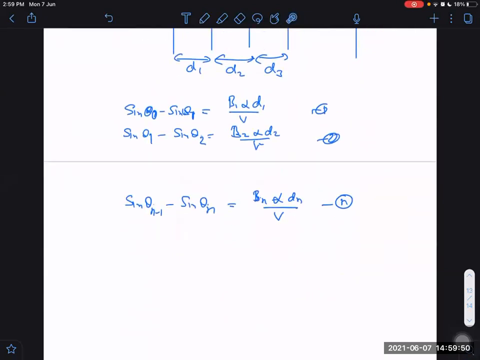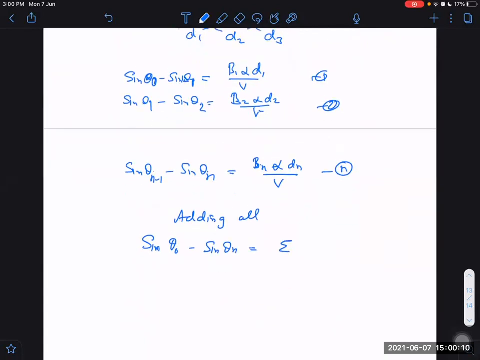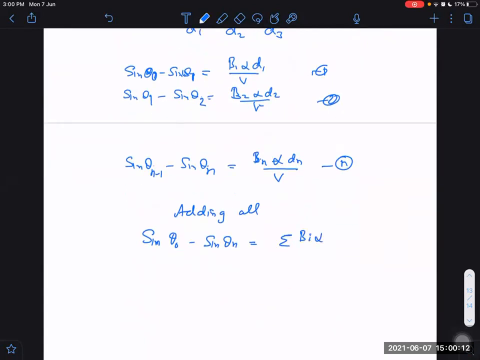Which terms are getting cancelled here? Sin theta 1, sin theta 1, sin theta 2, sin theta 2. Up to this, all will cancel. The first will remain, the last will remain. So by adding all these equations, we get sin theta naught minus sin theta n is equal to the sum of Bi di by v, times alpha, and alpha is constant, and the velocity is constant. This is the result finally.